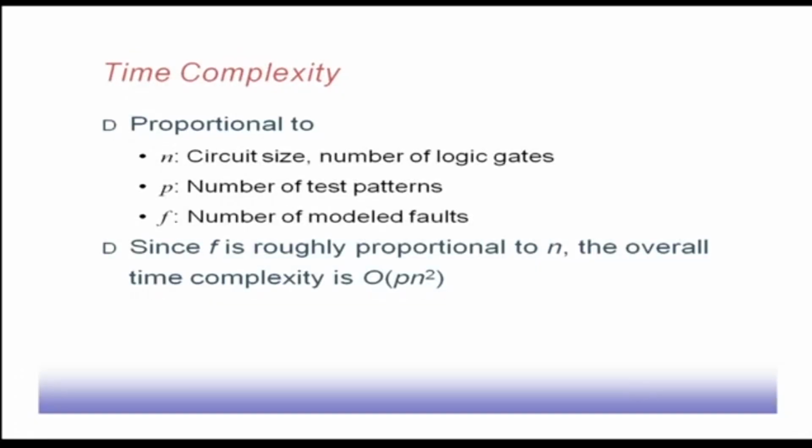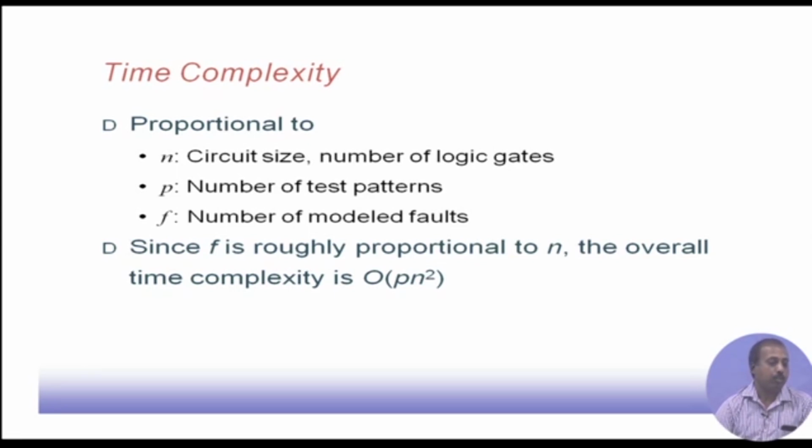So, what is the complexity of this fault simulator? It is proportional to n, the circuit size in terms of number of logic gates, because every gate has to be simulated for every test pattern. Then P is the number of test patterns and F is the number of modeled faults. F, the number of faults, is proportional to n. If we are considering single stuck at faults, and I have got n lines in a circuit, then there are 2 into n possible faults in the circuit. So, F becomes proportional to n.